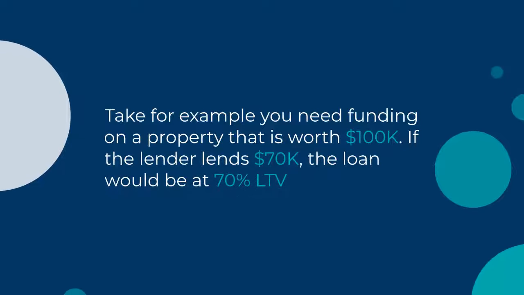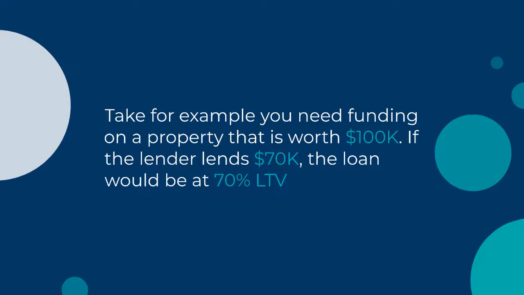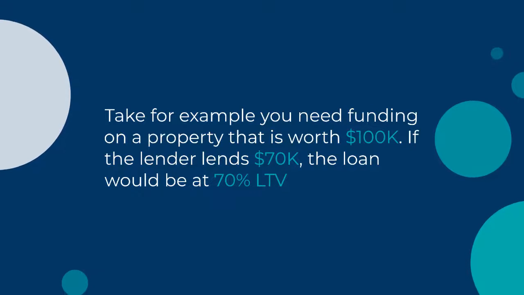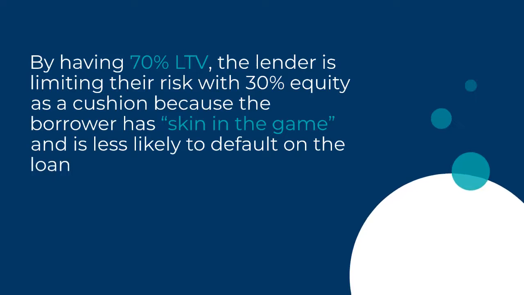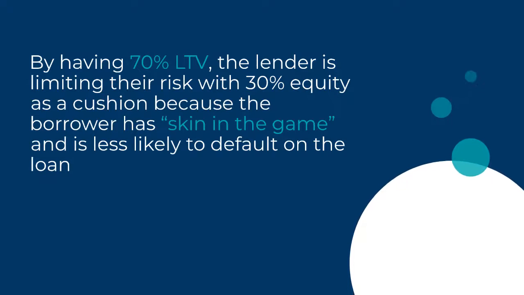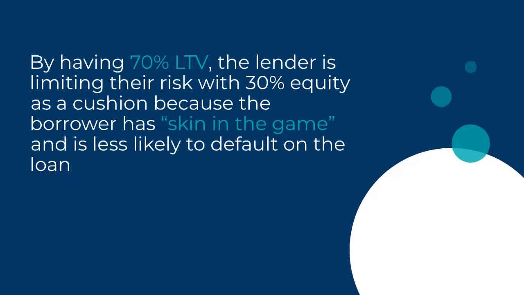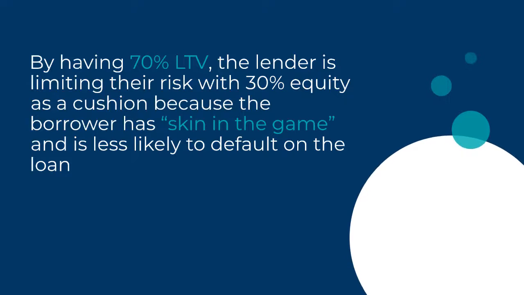Take for example you need funding on a property that is worth $100,000. If the lender lends $70,000, the loan would be at 70% LTV. By having 70% LTV, the lender is limiting their risk with 30% equity as a cushion because the borrower has skin in the game and is less likely to default on the loan.